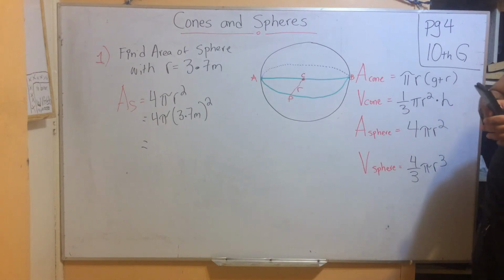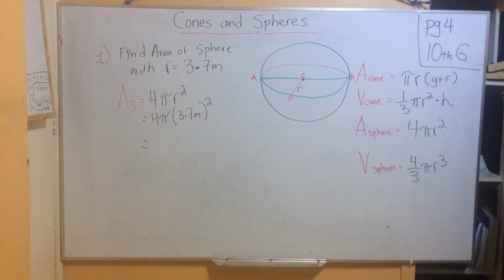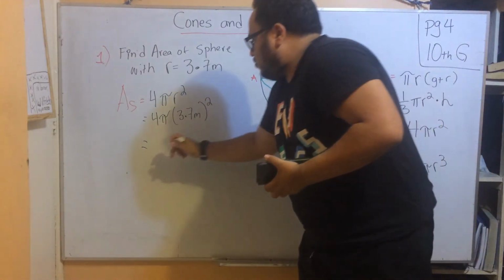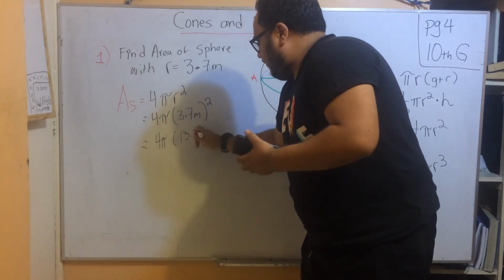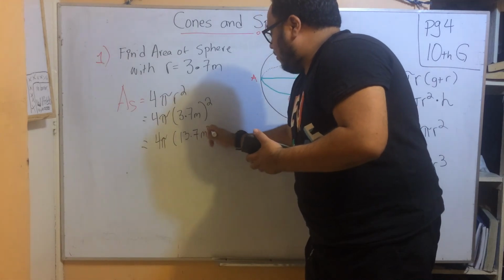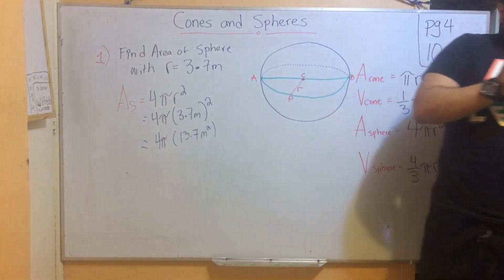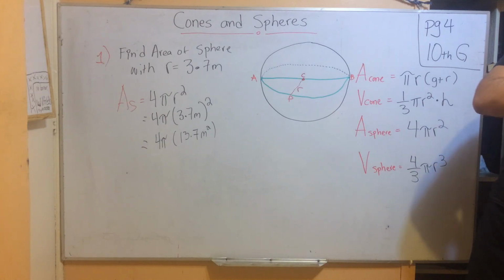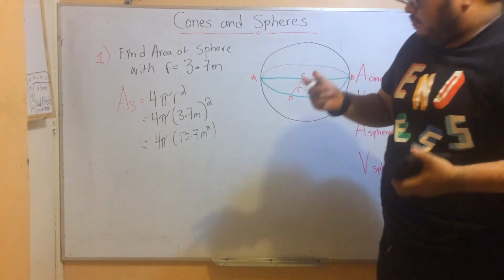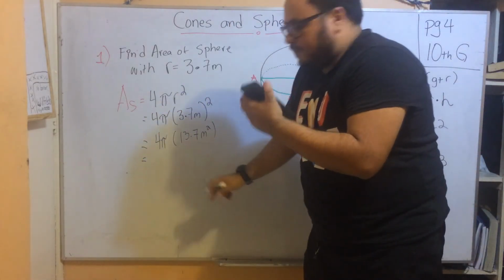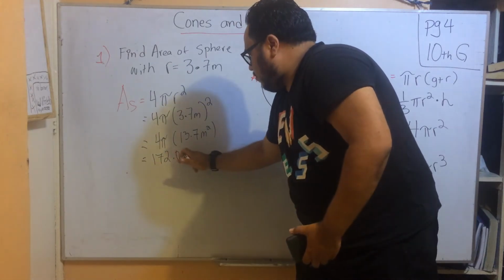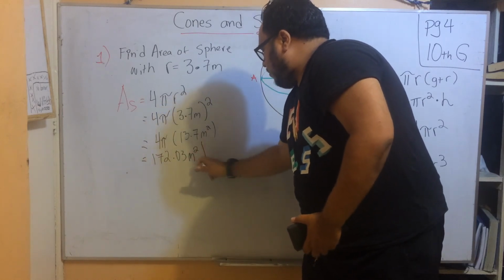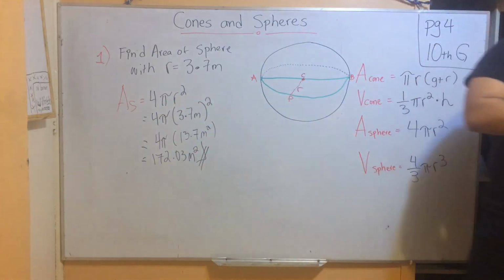3.7 squared equals 13.69. So we have 4 pi times 13.7 meters squared. And we multiply that by 4 pi, so that would be times 4 times pi. And the total area of this sphere is going to be 172.03 meters squared. And we have our answer.